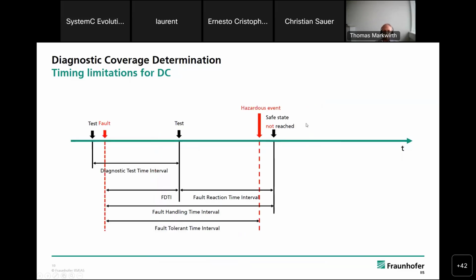But in certain conditions, as we will see later on, it can happen that this fault handling time interval is not shorter. For example, you can see here, if the fault is injected really early in the beginning of the diagnostic test time interval, this fault detection time interval could be, for example, too long. As a result, this fault handling time interval exceeds the fault tolerant time interval. So we have a hazardous event.